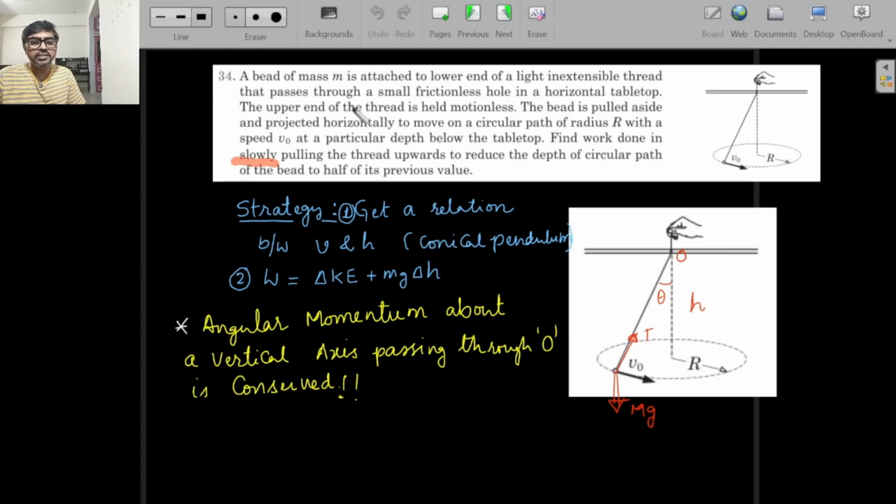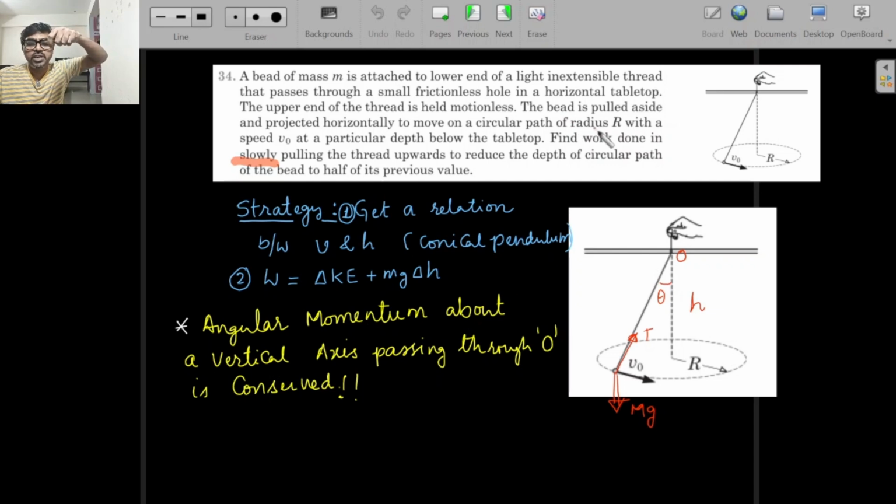A bead of mass m is attached to the lower end of a light inextensible thread. The thread passes through a small frictionless hole in a horizontal tabletop. So this is a horizontal tabletop we have, and through that it is passing. The upper end of the thread is held motionless by somebody.